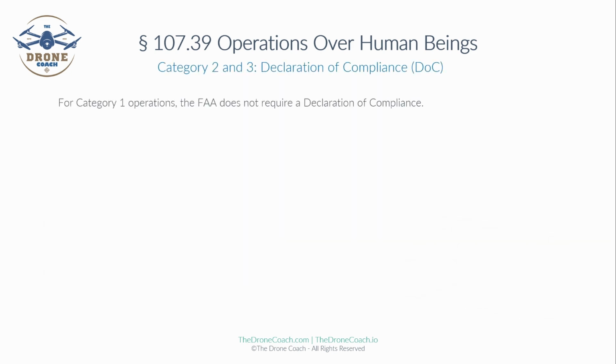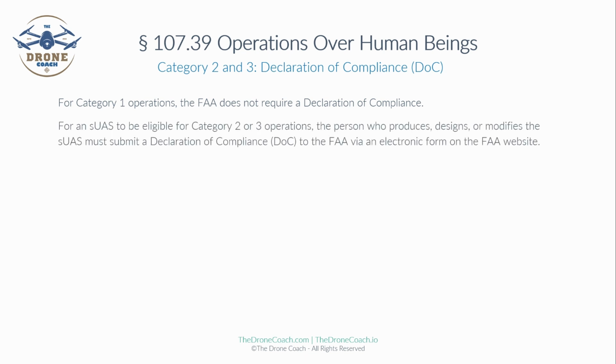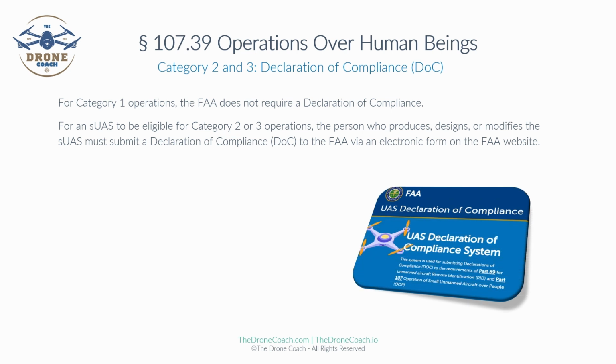Category 2 and 3 Declaration of Compliance. Now again, for Category 1, the FAA does not require a declaration of compliance. Now, for an SUAS to be eligible for Category 2 or 3 operations, the person who produces, designs, or modifies the SUAS must submit a declaration of compliance to the FAA via an electronic form on the FAA website.